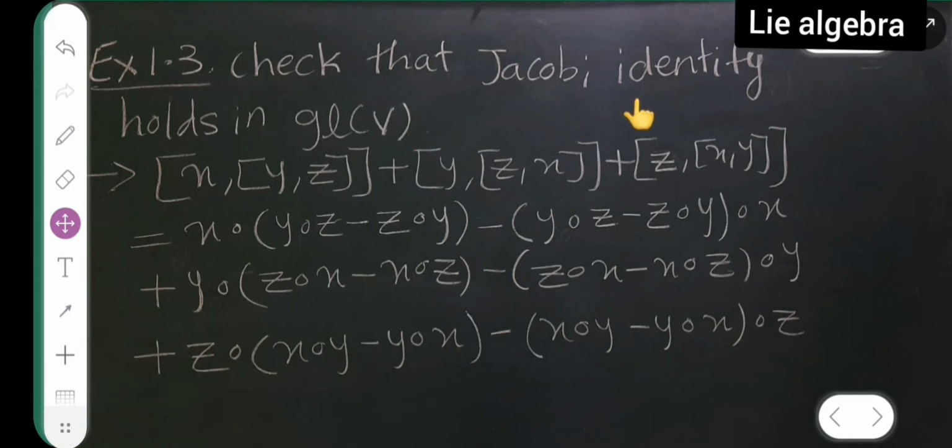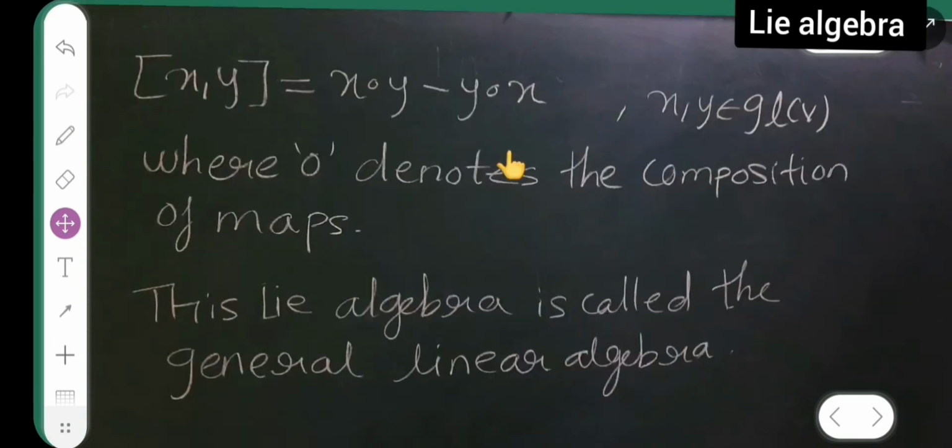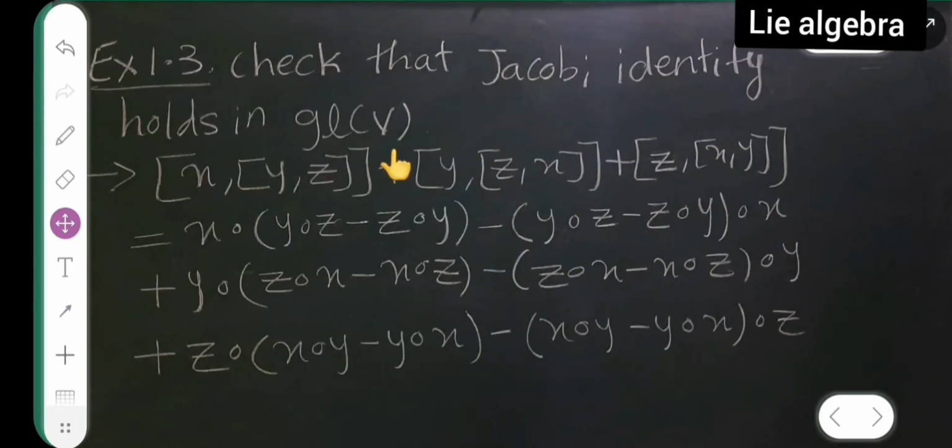Now you have to check that Jacobi's identity holds in GL of V, the general linear algebra. That means we have to check whether Jacobi's identity holds in GL of V. We have to show that this thing is equal to 0. This is the Jacobi's identity, which is equal to 0. We have to show that.